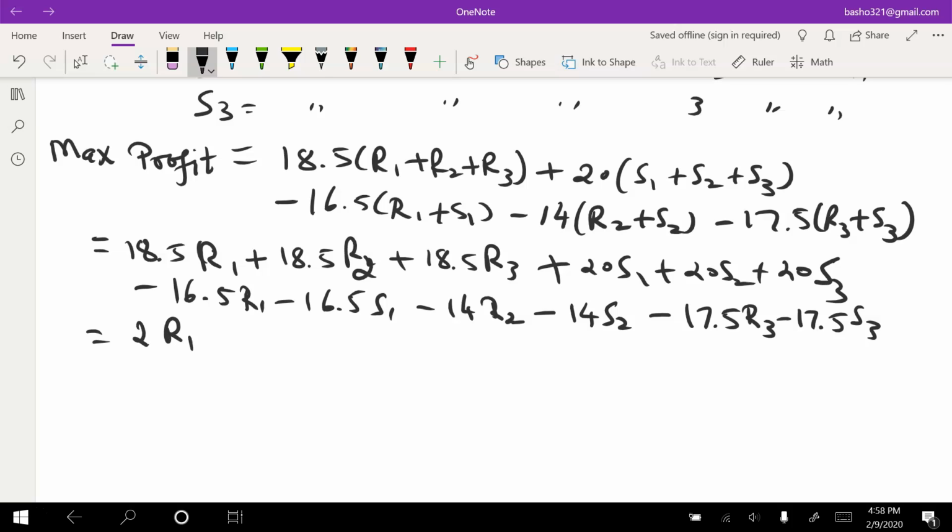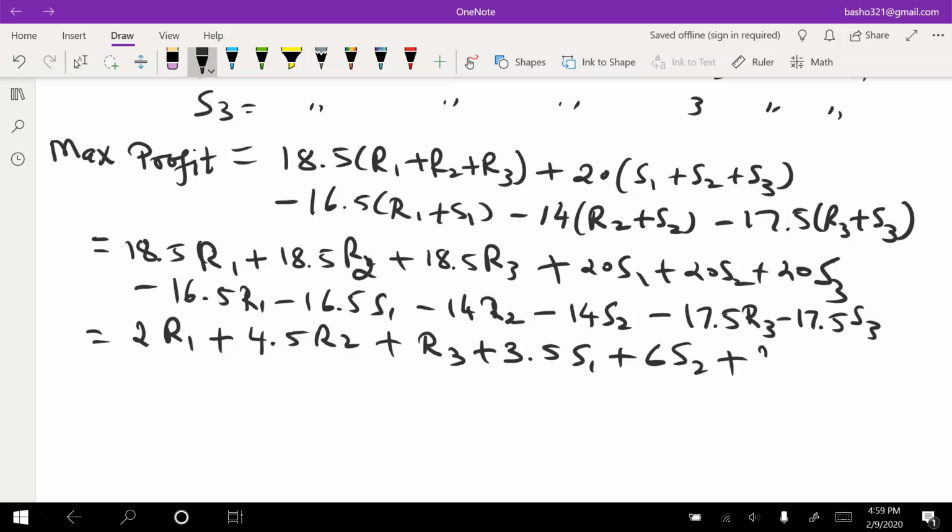So 2 R1 plus 4.5 R2 plus 1 R3 plus 20 minus 16.5, so 3.5 S1, plus 6 S2 plus 2.5 S3. So that's our objective function.